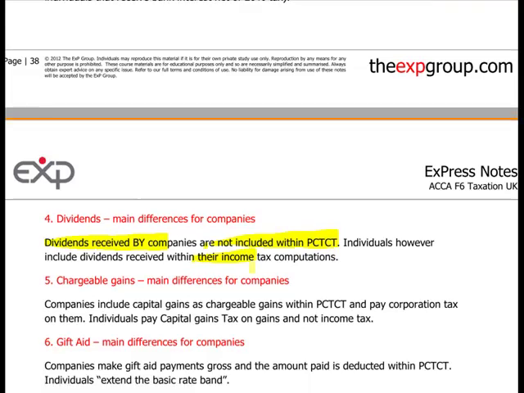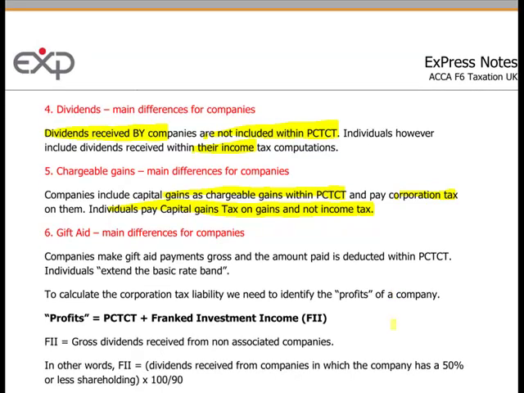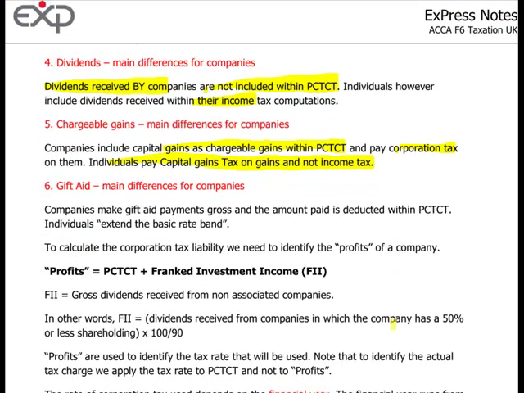Chargeable gains, main differences. Companies include capital gains as charged within profits chargeable to corporation tax, and they pay corporation tax on it. Individuals pay capital gains tax on gains and not income tax. They also have a personal allowance as well. Don't forget capital gains tax, about 10,800 or so. Gift aid. Companies make gift aid payments gross, and the amount paid is deducted within profits chargeable to corporation tax. With your individuals, what you do is you extend the basic rate.